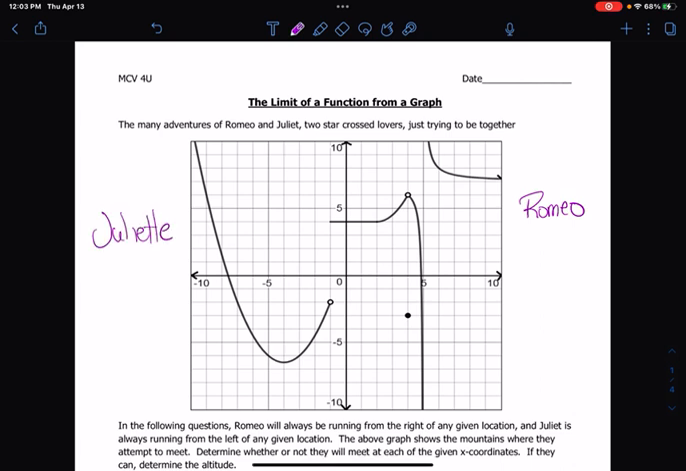Now, really, they don't run from that far to the left. Did I spell Juliet wrong? Probably. Yeah, she doesn't have an extra T.